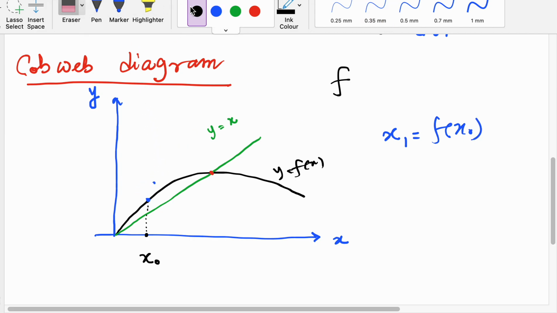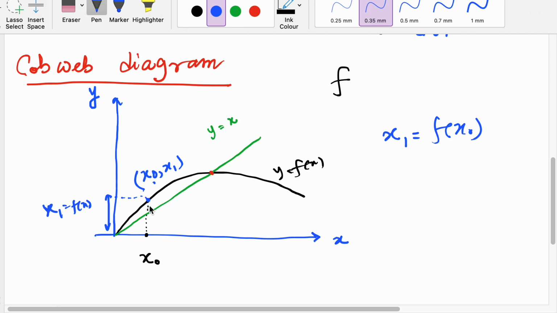So this point will have x equal to x0 and y equal to x1, so x1 equal to f of x0. Now that is only the first iterate.